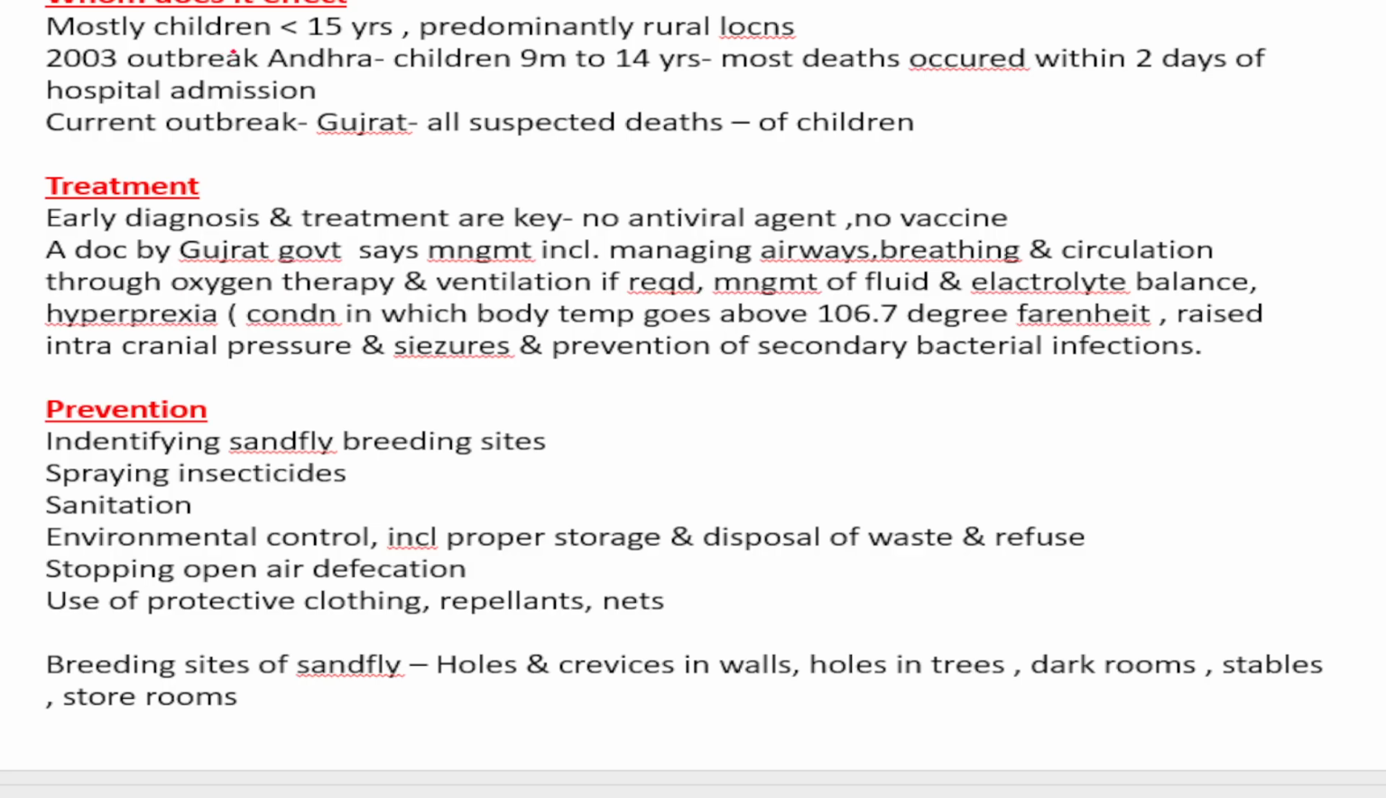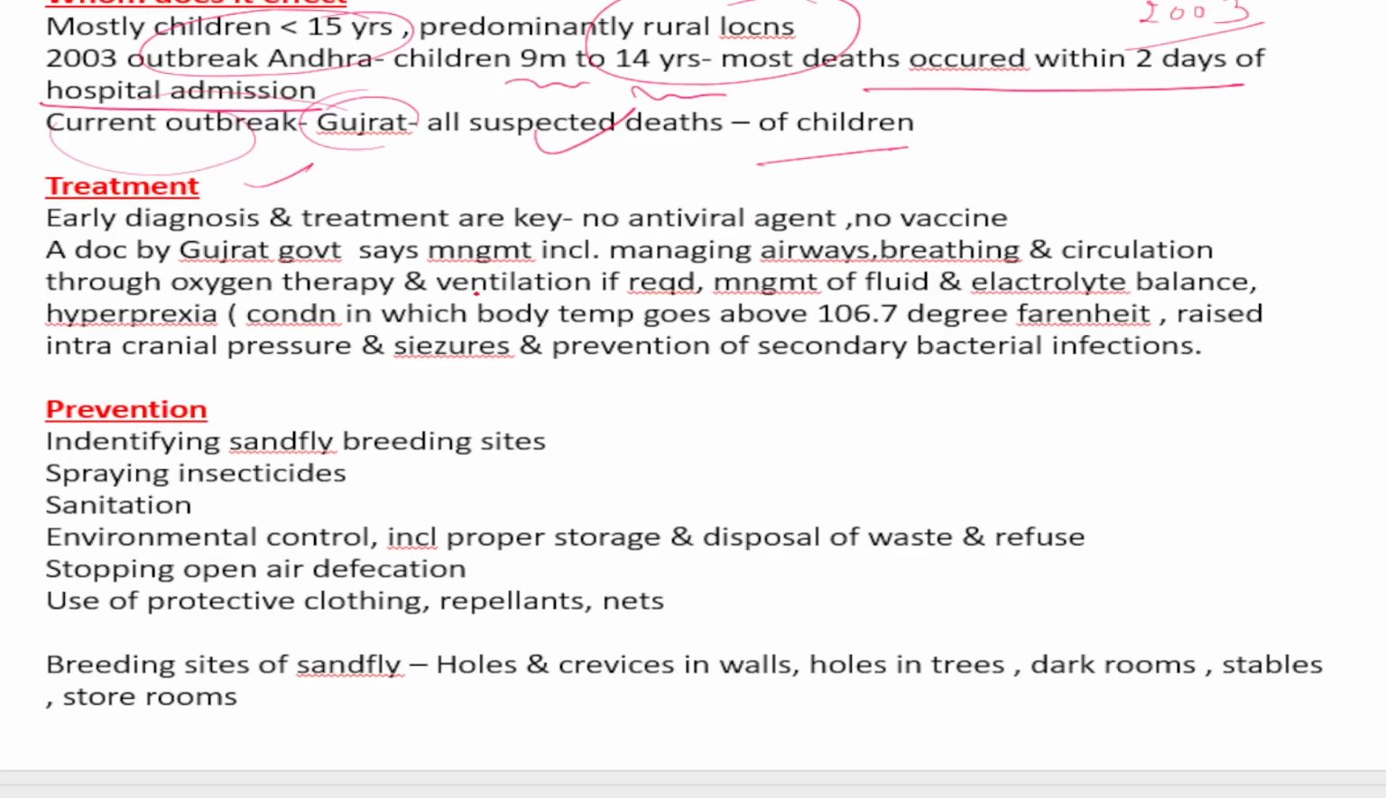Now, who are the vulnerable and whom does it affect? Mostly it is children less than 15 years of age. Predominantly it is in the rural locations. In 2003, the outbreak was in Andhra Pradesh, and children from 9 months of age to 14 years of age were affected, and deaths mostly occur within 2 days of the hospital admission. So within 2 days, the death occurred. In the current outbreak in Gujarat, all the suspected deaths are of children.